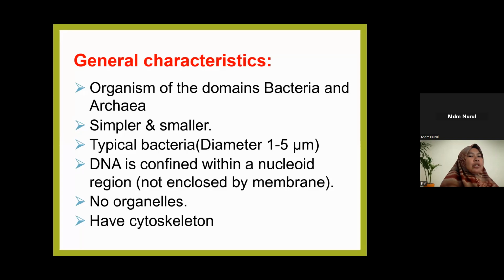Okay. So next we go to the general characteristics. The general characteristic of a prokaryotic cell is that they are organisms in the domain of bacteria and archaea. What is archaea, madam? Archaea is a type of bacteria too, but archaea can live in very extreme places. Very cold, very hot, very salty. Can live in extreme environment.